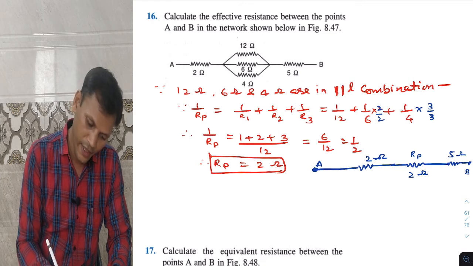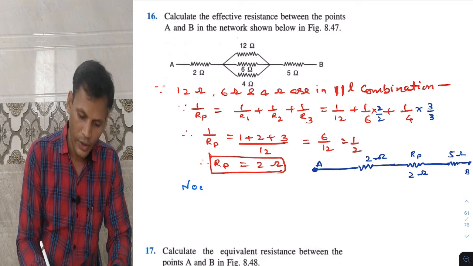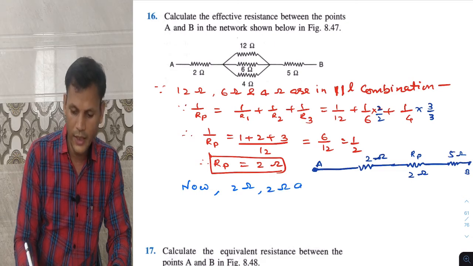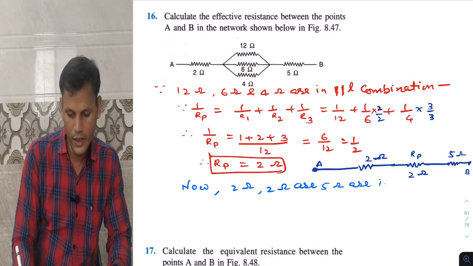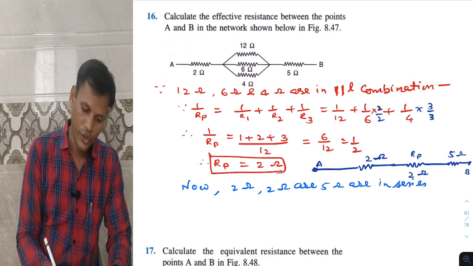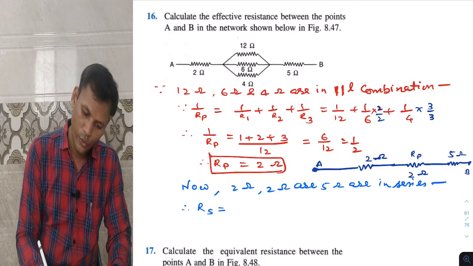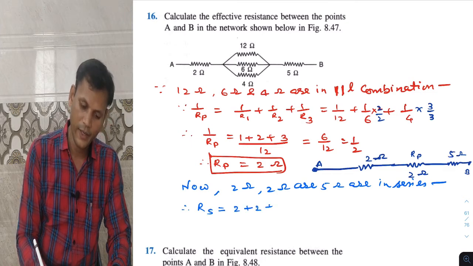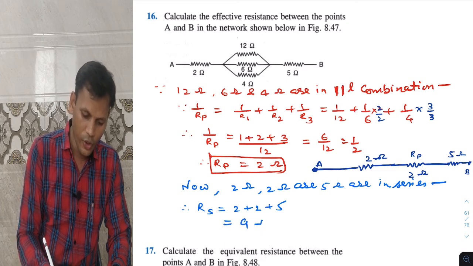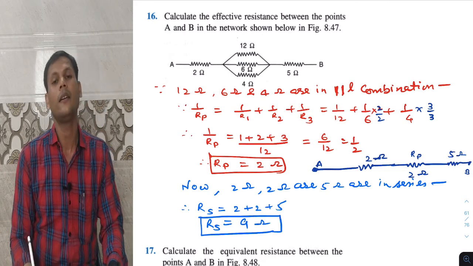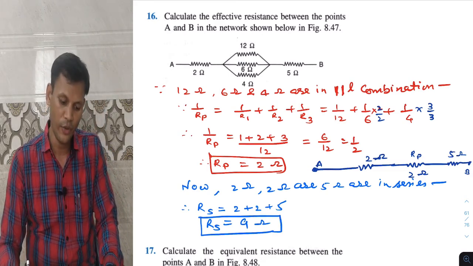So in the second part we can write, now 2 ohm and 5 ohm are in series by this diagram. Therefore Rs will be 2 plus 2 plus 5, that is 4 plus 5, which is 9 ohm. So Rs becomes finally 9 ohm. This was to be found out.